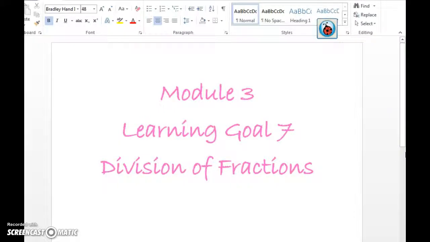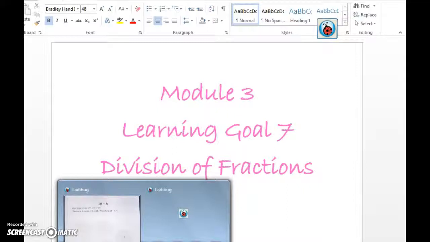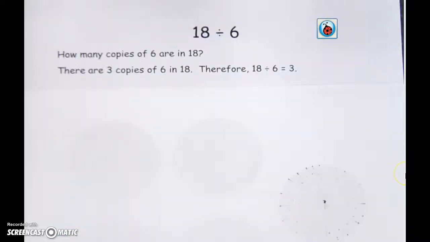Okay, in this video, I would just like to take some time to give a brief overview of Module 3 Learning Goal 7, which is division of fractions. One of the things we need to keep in mind as we begin this division lesson is that we want students to remember what they learned about division back from number sense 1 and 2. So if we have 18 divided by 6, those are whole numbers.